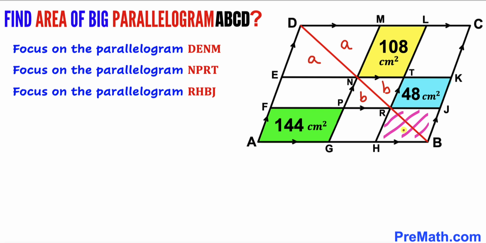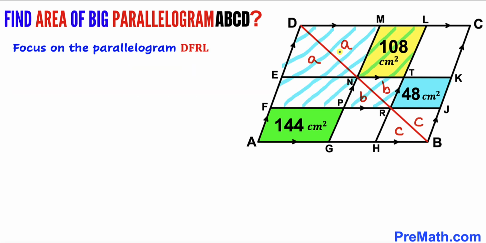And now let's focus on this next parallelogram RHBJ. Likewise, the area of these two identical triangles is the same. If the area of this triangle is lowercase c, then this is going to be lowercase c as well.